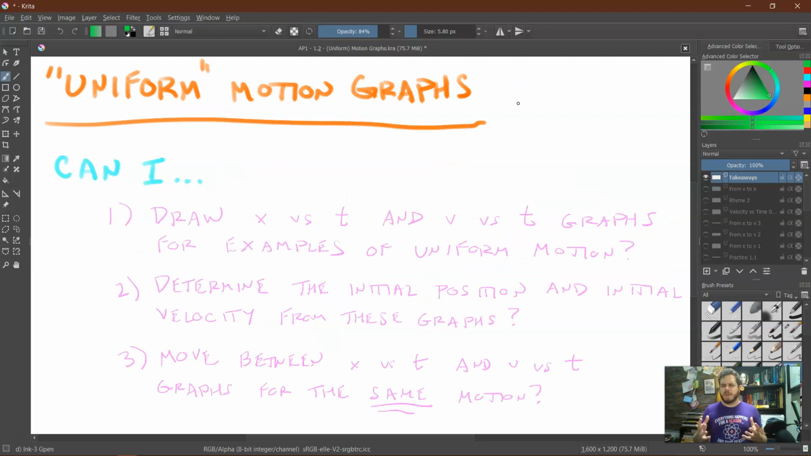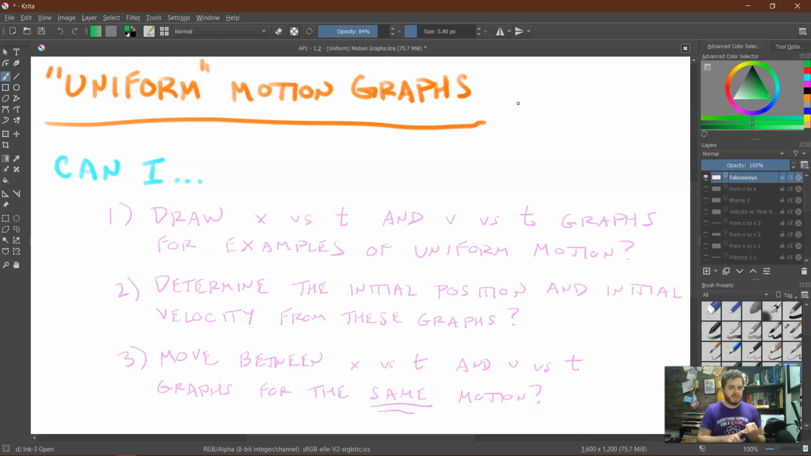So what are the final takeaways for working with uniform motion graphs? Remembering that uniform really just tells us that the velocities are going to be in constant velocity segments. Well, right now you should be able to, 1, draw position versus time graphs and velocity versus time graphs for examples of uniform motion. 2, we want to make sure we can determine the initial positions and initial velocities from these graphs, from the vertical intercepts. And 3, we need to be able to move back and forth between the two for the same uniform motion.